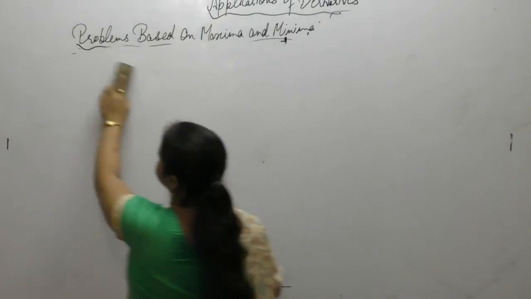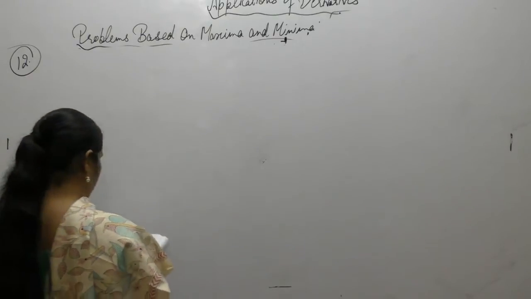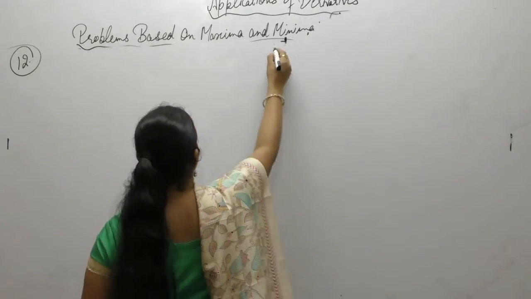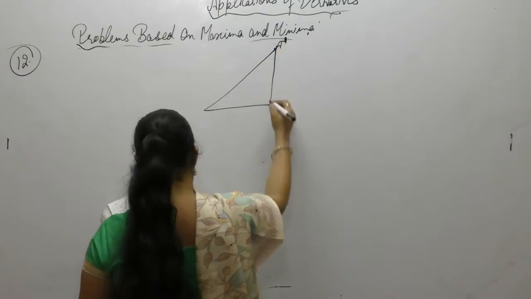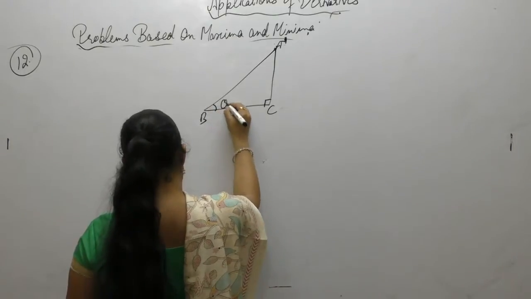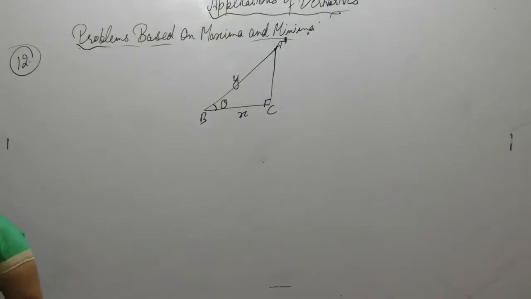Now the next one. If the sum of the length of the hypotenuse and a side of a right triangle, let this be a right triangle ABC, is given, show that the area of the triangle is maximum when the angle between them is pi by 3.